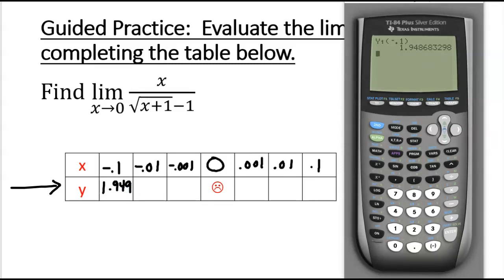How do we bring up the next one? Well, you push second and enter. And so the next one I'm going to enter is negative 0.01. So go ahead and do the rest of them if you haven't already. And if you have, awesome. Just chill for a second and we'll have the answers up in just a second.